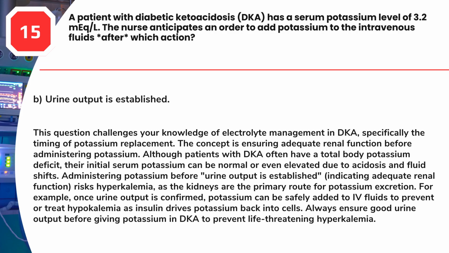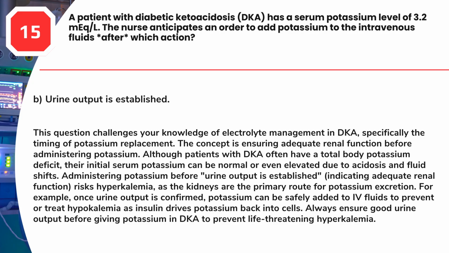Answer: B. Urine output is established. This question challenges your knowledge of electrolyte management in DKA, specifically the timing of potassium replacement. The concept is ensuring adequate renal function before administering potassium. Although patients with DKA often have a total body potassium deficit, their initial serum potassium can be normal or even elevated due to acidosis and fluid shifts.